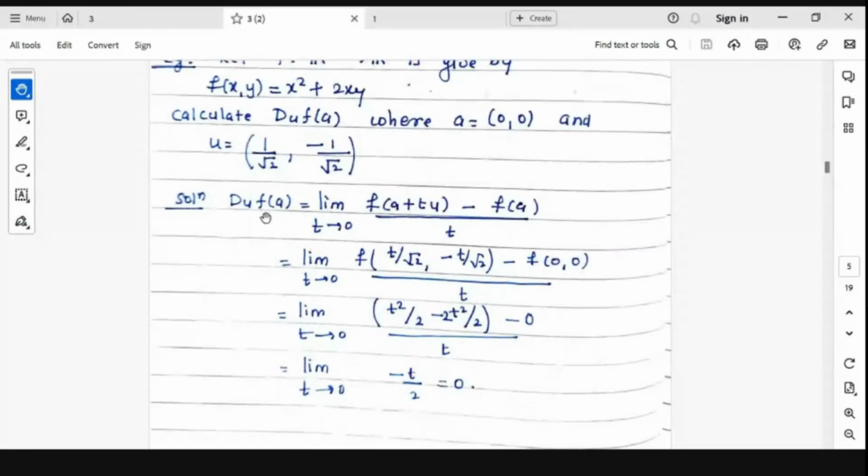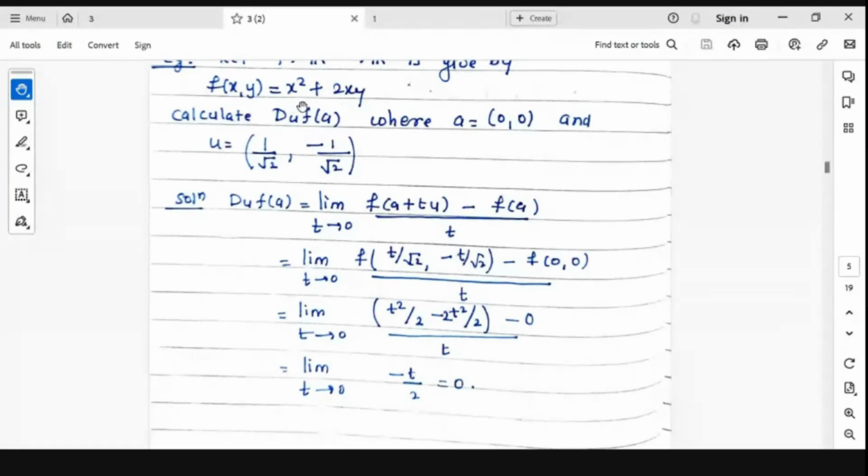Now, let us apply the definition here. D_u f(a) will be given by the limit as t approaches 0 of f(a + tu) minus f(a), divided by t. Now, a is (0, 0). So this is f(0, 0). a + tu simply turns out to be, a is 0, u is (1/√2, -1/√2), so this a + tu turns out to be (t/√2, -t/√2).